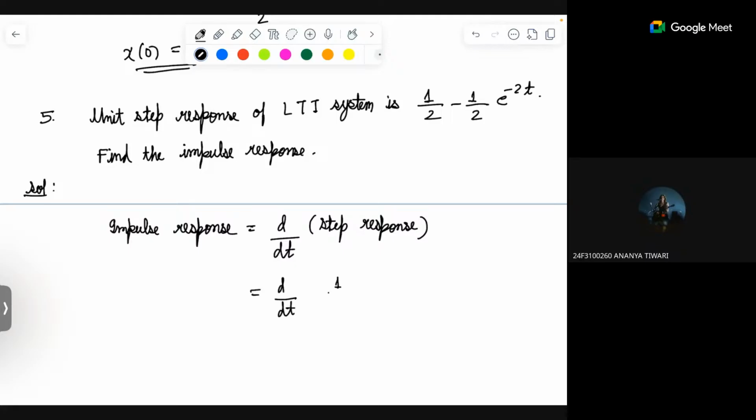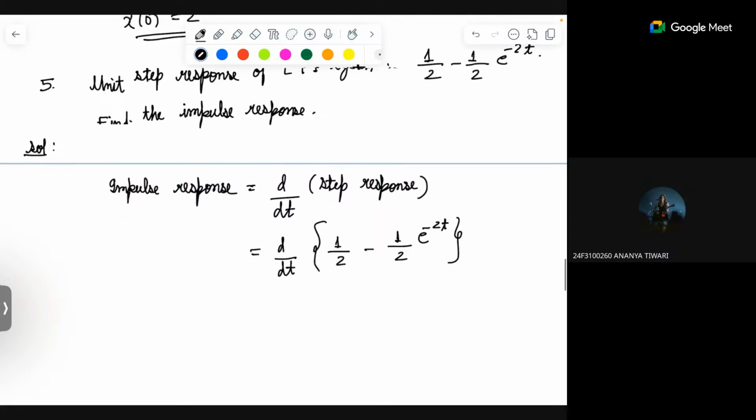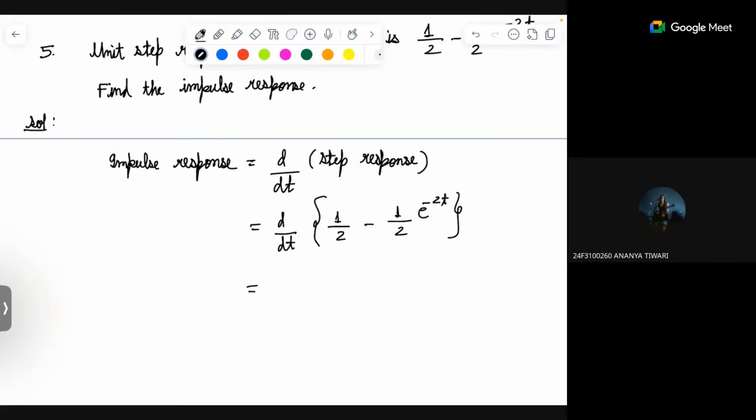d by dt of half minus half e raised to the power of minus 2t. We will differentiate this. The first term's derivative is 0. Next, minus half times minus 2 e raised to the power of minus 2t gives me e raised to the power of minus 2t. So that is my answer. Is it clear? Bhosle, Diksha, Rohit.